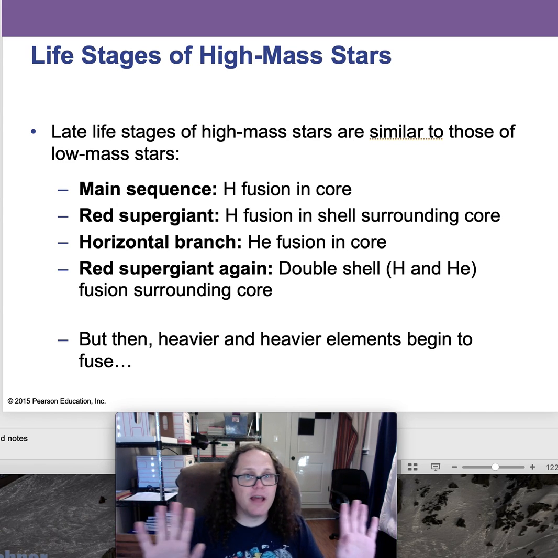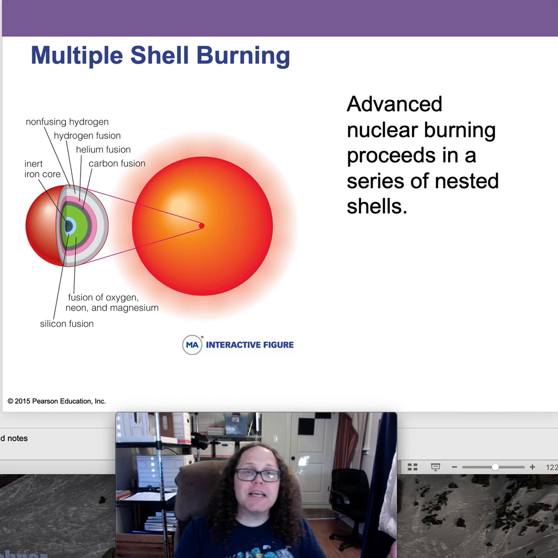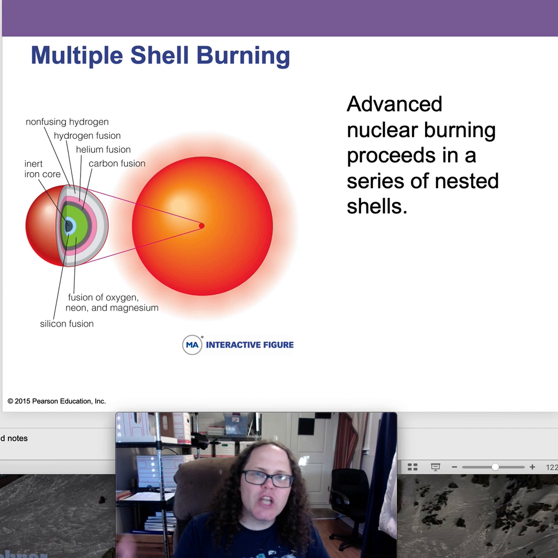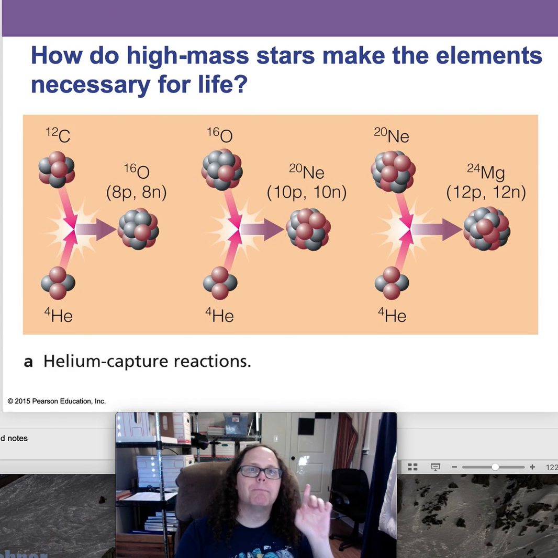So far, its life is similar to a low-mass star, except a high-mass star keeps going. Carbon fuses together to form neon, sodium, oxygen, magnesium. More and more shells form around the core, like layers of an onion, each layer fusing heavier and heavier elements until... Let's pause for a moment and recap how elements on the periodic table are formed.